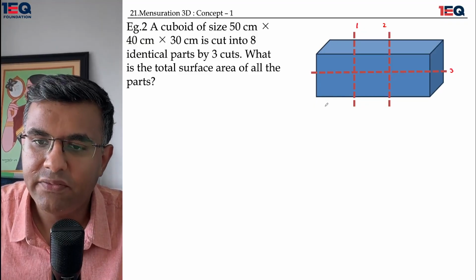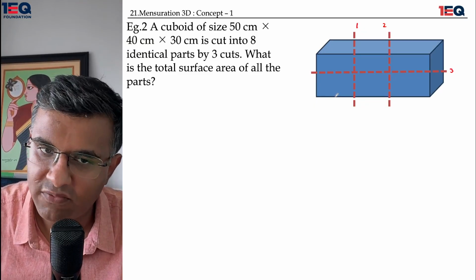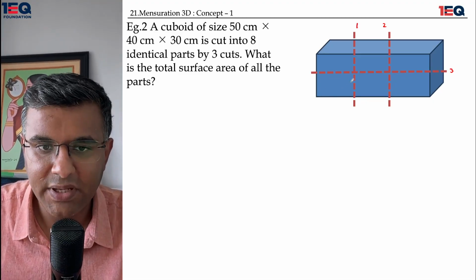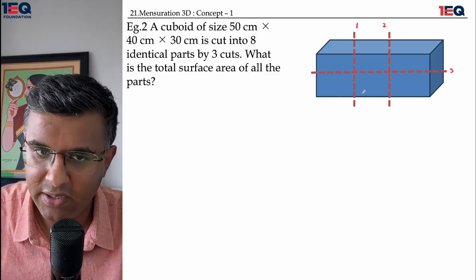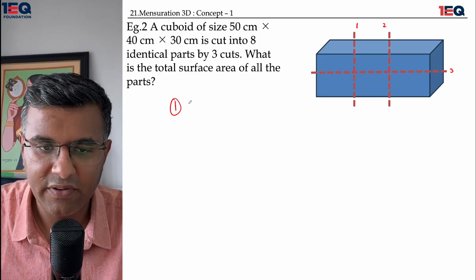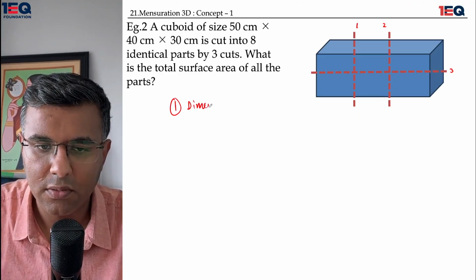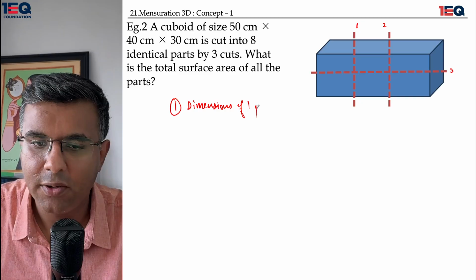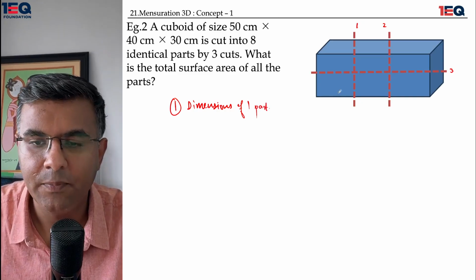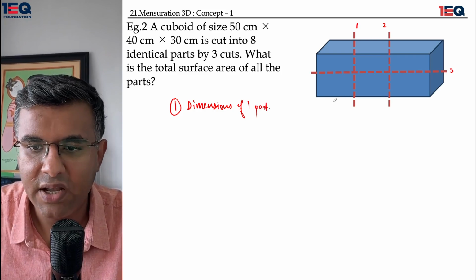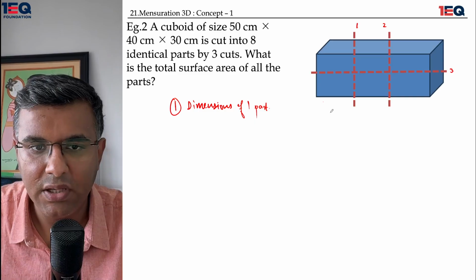For that, I first need to find out the dimensions of one part. Once I have that, then I can simply multiply it by 8 and get my answer. So firstly, I need to find out the dimensions of one part. So talking about this, this is the length that we have. The length is 50.